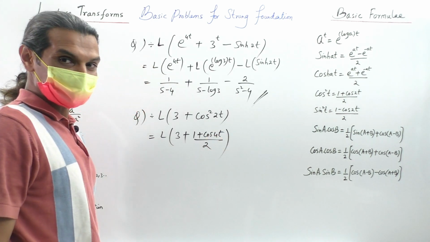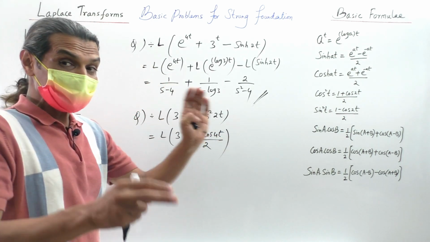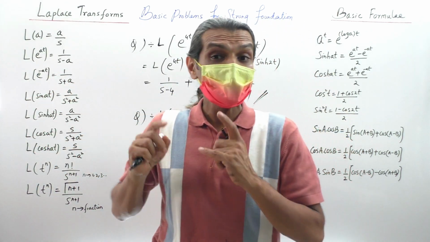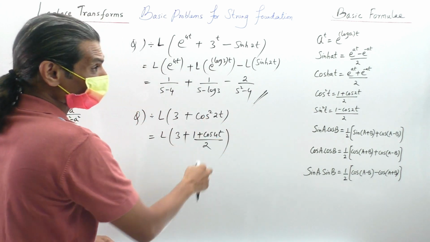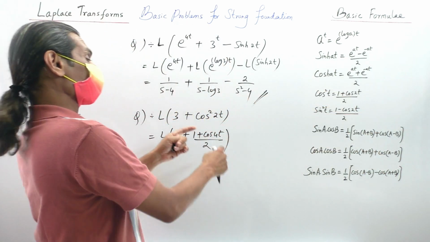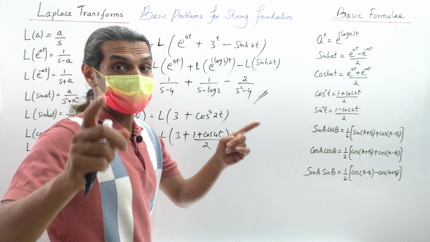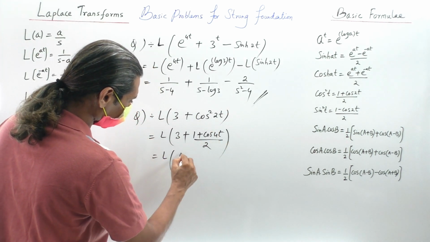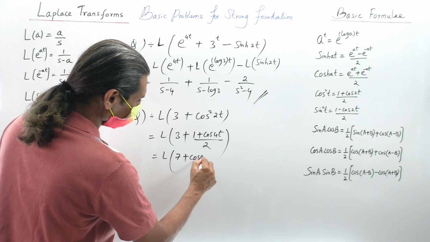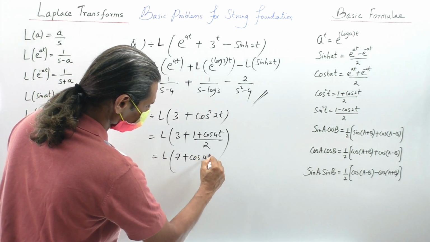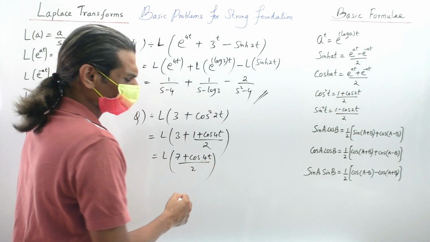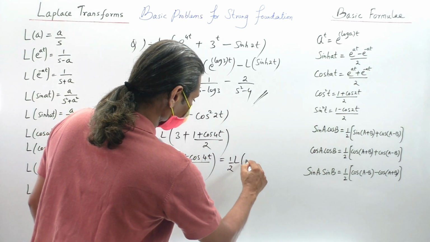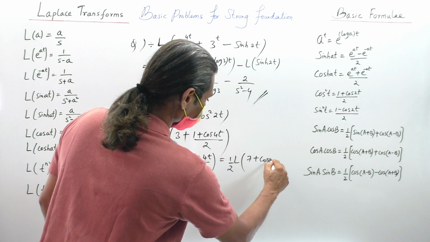That's it. Getting it? If it was very plain cos at, then obviously Laplace of cos at is s by s square plus a square, s by s square plus 4. But it's not standard, it's cos square. So cos square t is 1 plus cos 2t by 2, so cos square 2t will be 1 plus cos 4t by 2. So simplified, we have Laplace of 3 twos are 6, 6 plus 1 is 7, 7 plus cos of 4t, whole divided by 2. We will take the constant always outside, it will be easier for you. So 1 by 2 outside, Laplace of 7 plus cos of 4t.